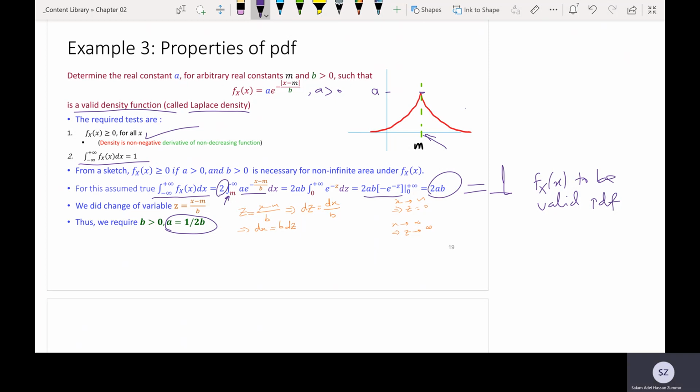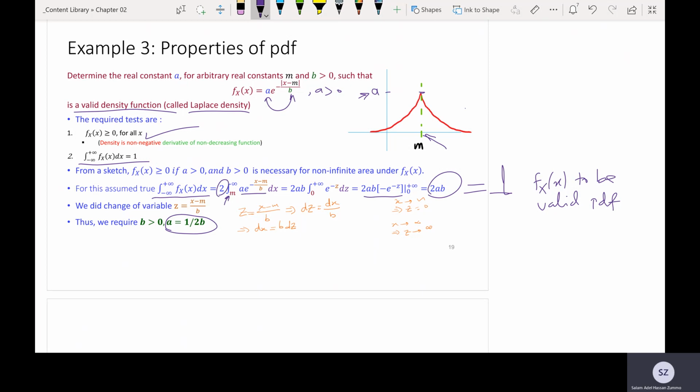Of course you can see that A and B have to be related. Otherwise, B controls the width. So if B is small, it will be narrow, right? If B is large, it will be wide. That means the area under the curve is A, but it changes, right? The area under the curve should be tied with A.